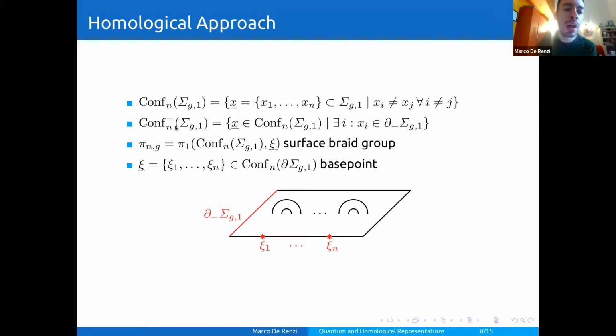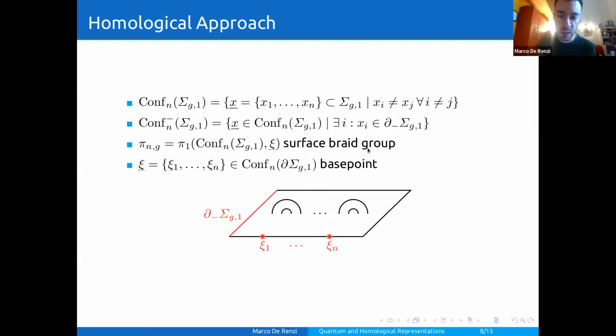And now Conf^-, this part of the boundary I was mentioning before, is made up of exactly those configurations of points that have at least one of their components inside this Delta^- part of the boundary of the surface. I draw this in red, and in this picture, Delta^- is the left side of the square. So Conf^- is the set of those configurations that have one point on this red interval. And now pi_n is the fundamental group of this configuration space.